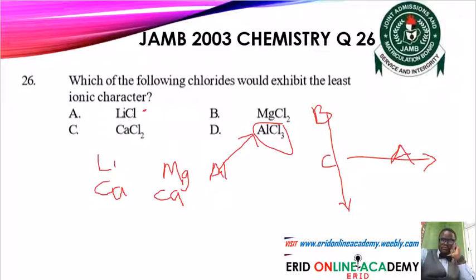So this question is basically on bonding, so you need to understand how ionic compounds are formed and the factors that affect the properties of the ionic compound. I hope I have been able to explain this very simply for you.